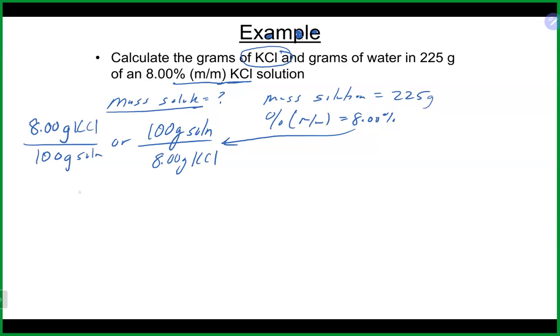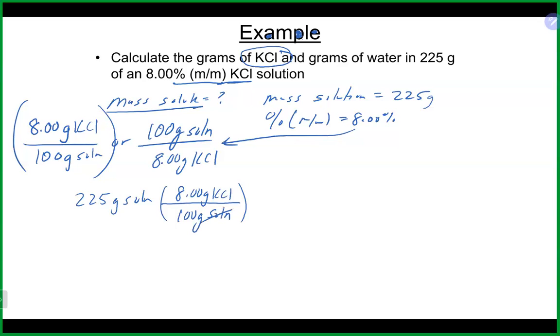So since I do have the mass of the solution here, which is 225 grams of solution, I want the solution to cancel. So I'm going to use the one on the left here, which will do that for me. That will also leave me the grams of KCl, which I'm looking for. And again, this is really the same math you would be doing if you plugged it into the formula and just solved for the mass of the solute. We'll take 225, times it by 8 and divide it by 100. You're basically taking 8% of that, and that's going to give you 18 grams of KCl.